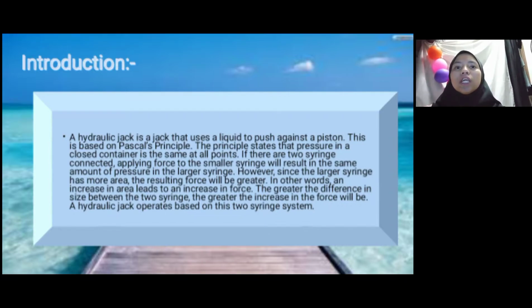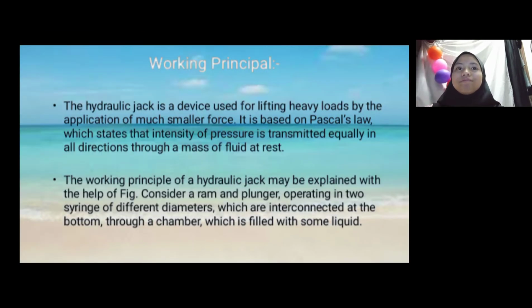However, since the large string has a larger area, the resulting force will be greater. In other words, an increase in the area leads to an increase in force. The greater the difference in size between the two strings, the greater the increase in the force will be. A hydraulic jack operates based on this two-string system. Okay, so next, we want to go to the working principle.